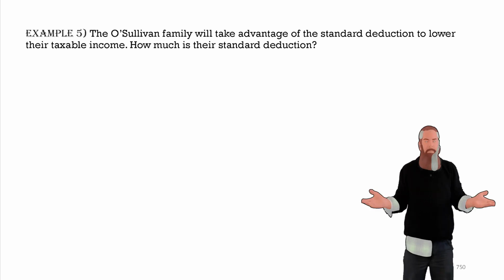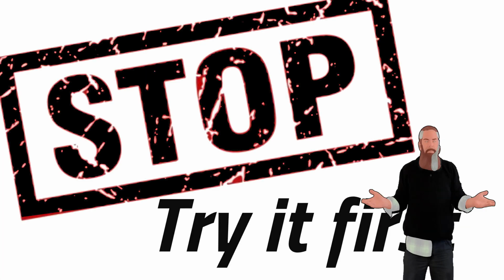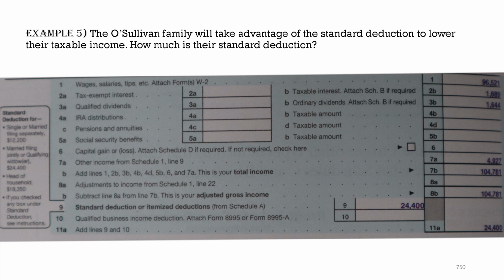The O'Sullivan family will take advantage of the standard deduction to lower their taxable income. How much is their standard deduction? Look at the left margin of Form 1040 for the bulleted list of the information as shown. Since the O'Sullivans' filing status is married filing jointly, their standard deduction is $24,400. They enter this on line 9 and line 11A of the Form 1040.